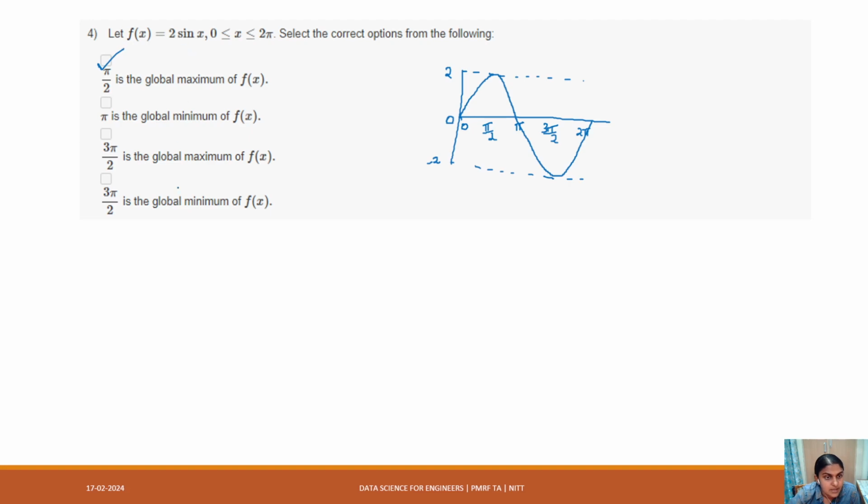And then the global minimum will lie at 3 pi by 2. So 3 pi by 2 is the global minimum for f of x. So the answer will be A and D. Pi by 2 is the global maximum of f of x, and 3 pi by 2 is the global minimum of f of x. Okay.